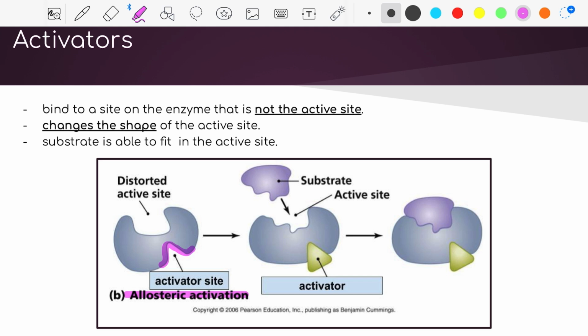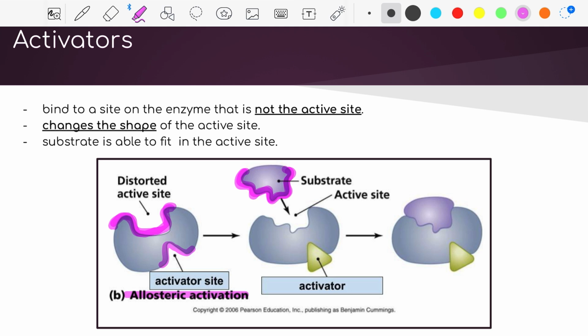But what you see here is the active site without the inhibitor, or sorry, without the activator, is not complementary to the shape of the substrate. So here's the substrate. And you can see the shape is all squiggly here, but it's not here. It's smooth here, right?